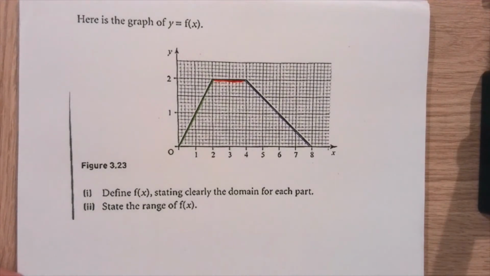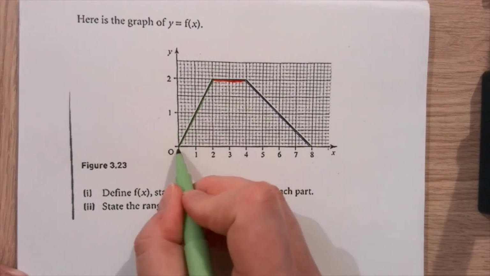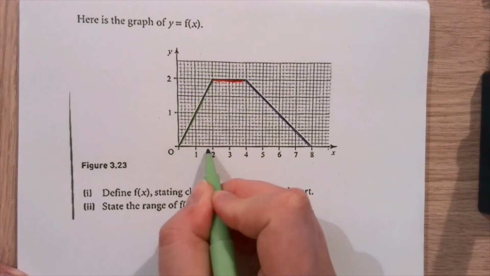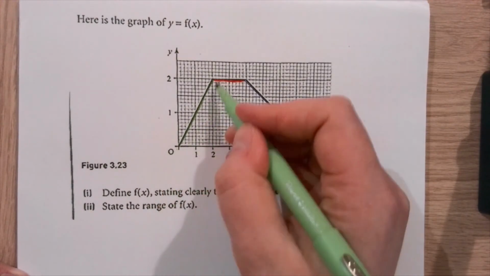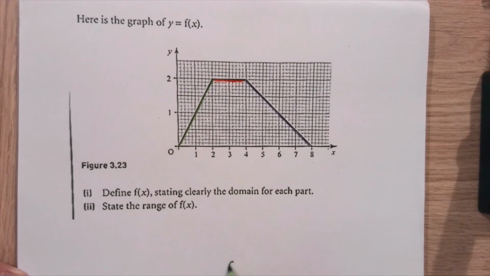So let's focus on the green bit first of all. So between x is 0 and x is 2, I have this function. So my domain is going to be between 0 and 2.